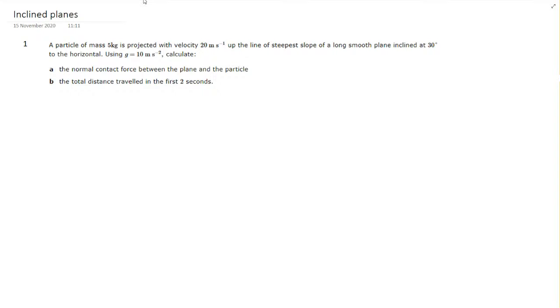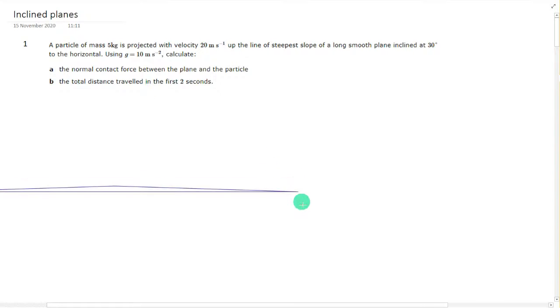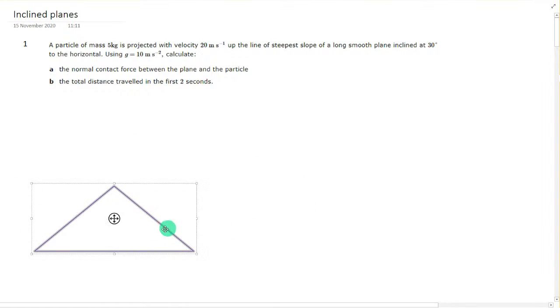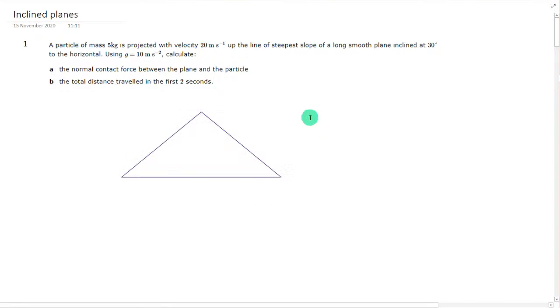If we draw this picture, I'm going to create an inclined plane using this funny triangle shape here. Nice, easy one for me to do. And I'm going to get myself a particle. Here we go, and it's got a mass of 5 kg. So acting down, we'll have 5g.